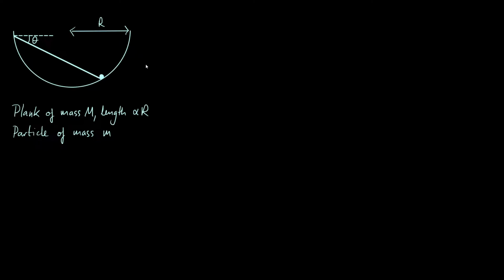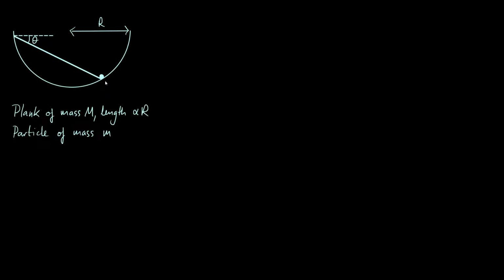So what we're going to do is inside that bowl we're going to place a plank, so that's this slightly thicker straight line here, that's a plank, and it has a mass of capital M, and its length is going to be parameterized as some number alpha times the radius of the bowl itself. So the plank's length is alpha R. And finally, at one end of the plank, we are going to place a massive particle, and the mass of that particle is going to be small m. So we're kind of weighing it down on one side.